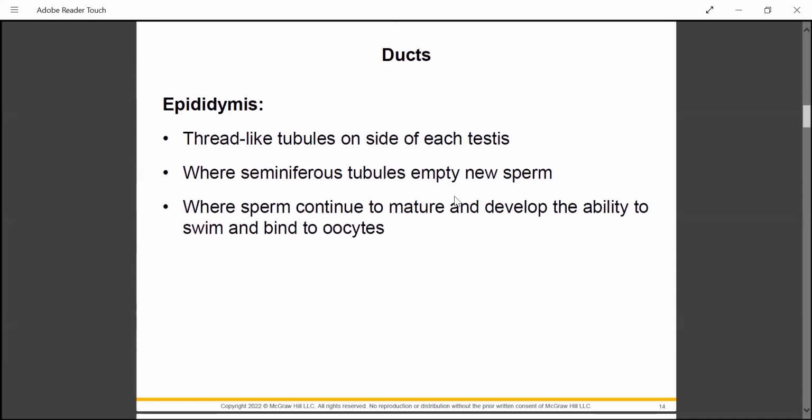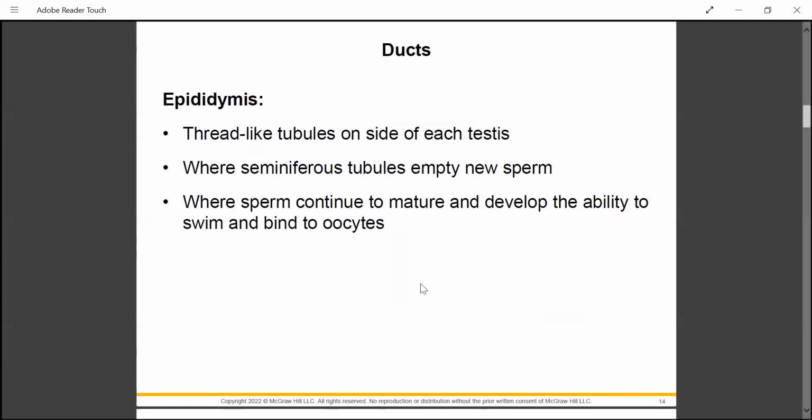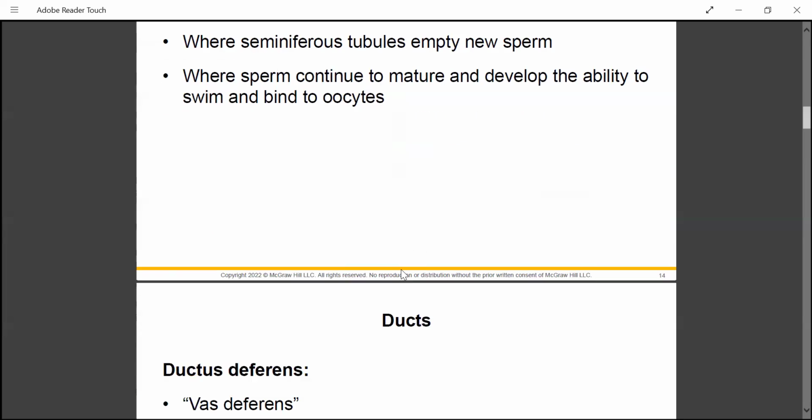All right, so there's a few different ducts or passageways that sperm has to pass through to get from the testicle to the urethra. And so the epididymis is one of the main ones. These are found on each side of a testis, and this is where the sperm empties from the seminiferous tubules. So the seminiferous tubules are producing those immature germ cells that are going to become sperm. And then as the sperm develops, it'll pass to the epididymis and it'll continue to mature here before it is really ready to bind to an oocyte.